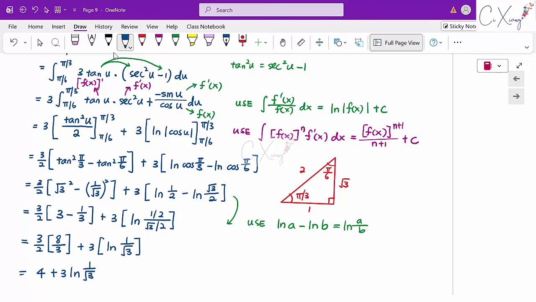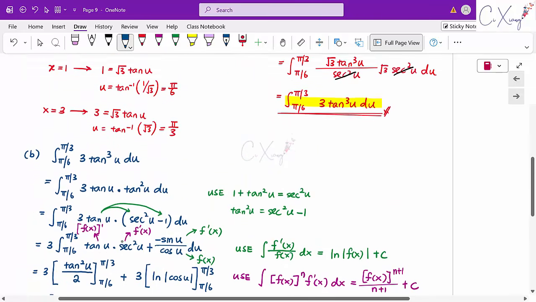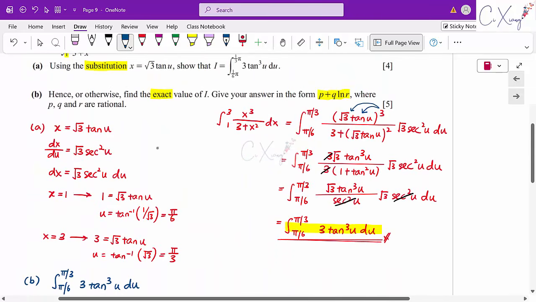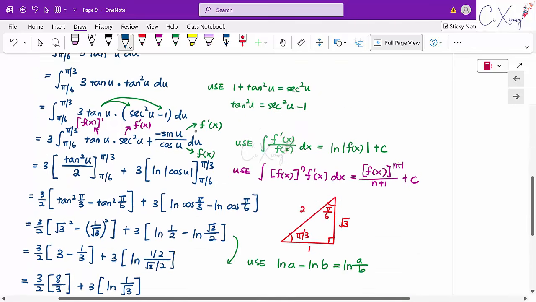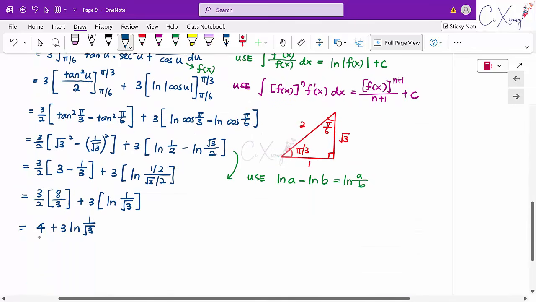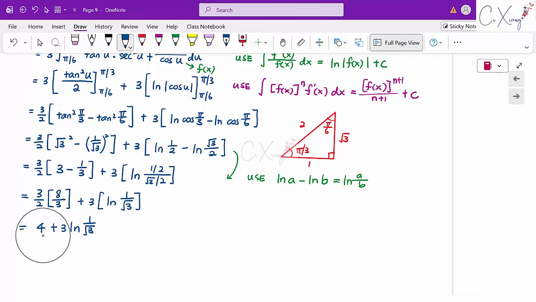Okay, so maybe we actually don't know, right? Is this our final answer, or is this the correct final answer that we want to have? So let's have a look at the question again. They did mention, right? Give your answer in the form of P plus Q ln R, where P, Q, R are rational. In short, if you have a look like this, basically this can be your answer already because your P, Q, R are actually rational. 4 is 4 over 1. 3 is 3 over 1.